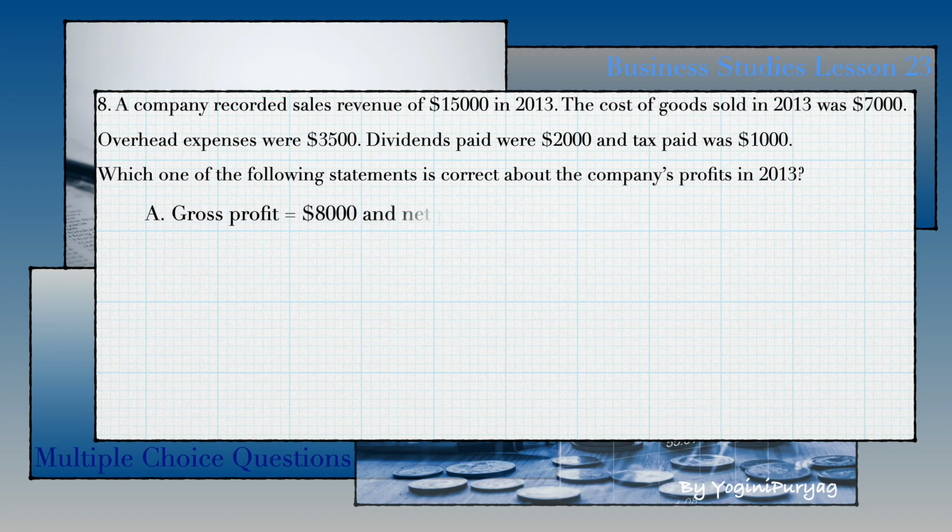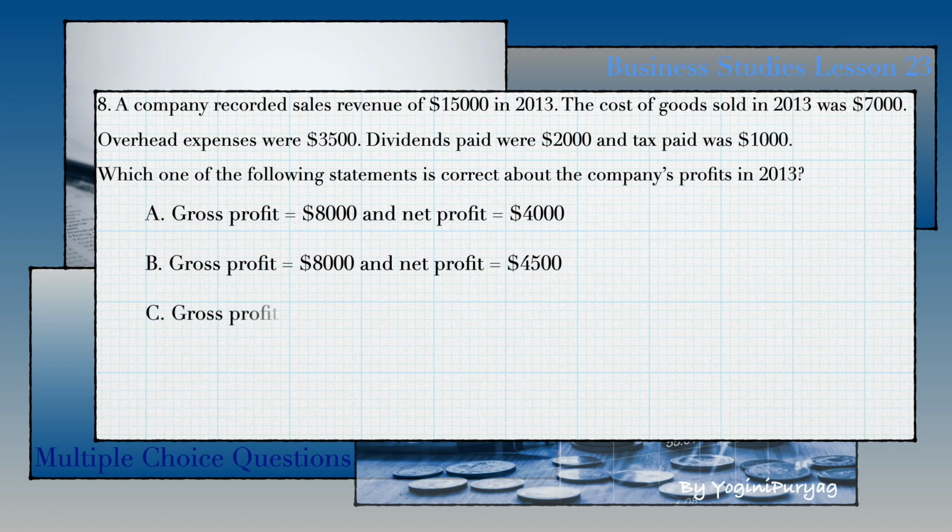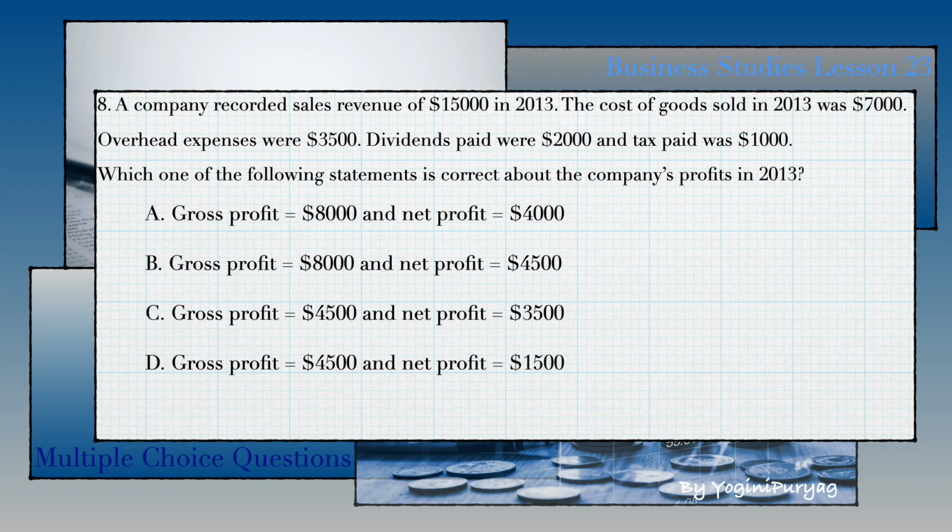Gross profit equals $8,000 and net profit equals $4,000. Gross profit equals $8,000 and net profit equals $4,500. Gross profit equals $4,500 and net profit equals $3,500. Gross profit equals $4,500 and net profit equals $1,500.